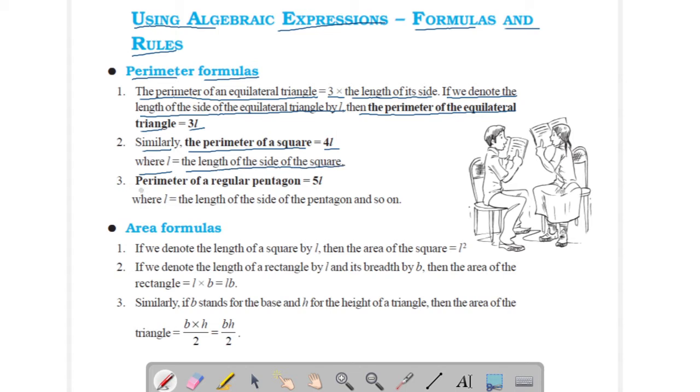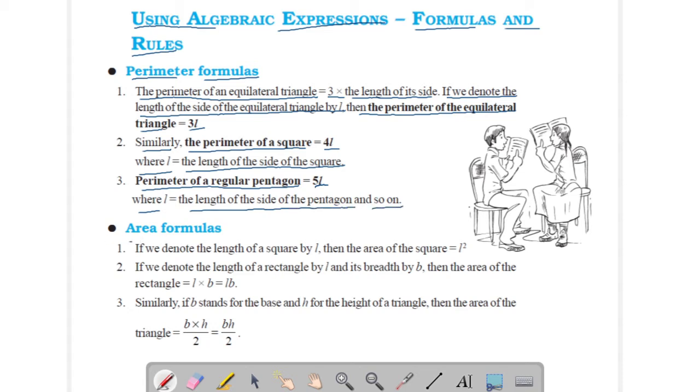Third point, perimeter of a regular pentagon. It is equivalent to 5L, where L is the length of the sides of the pentagon, and so on.